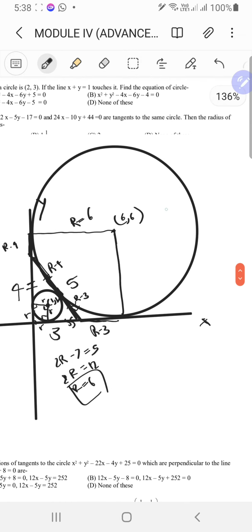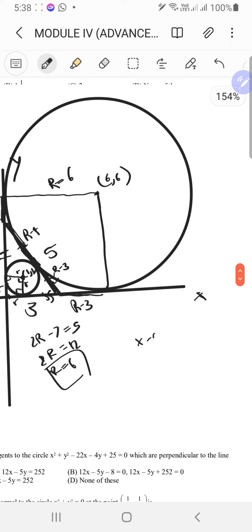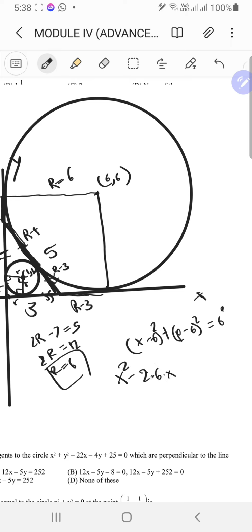Right, let's find the equation of this circle. It's going to be x minus 6 squared plus y minus 6 squared is equal to 6 squared, right? Which means x squared plus y squared minus 2 into 6 into x minus 2 into 6 into y, plus 6 squared minus 6 squared gets cancelled, plus 6 squared equal to 0.